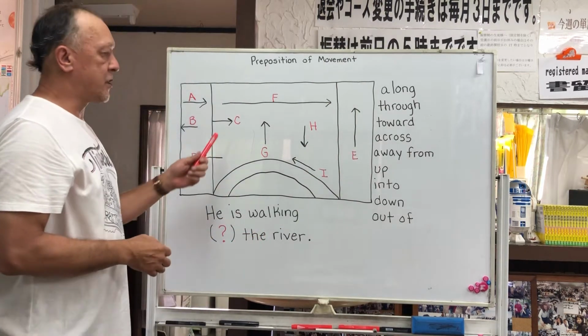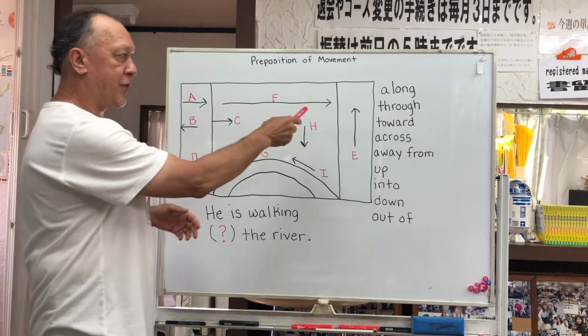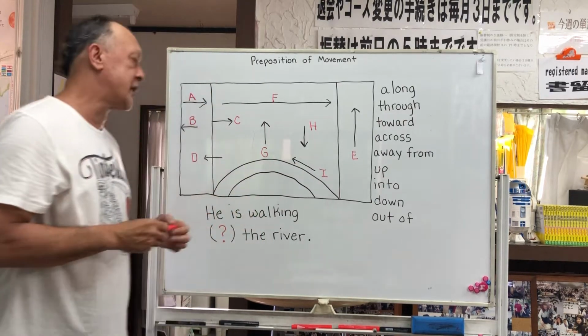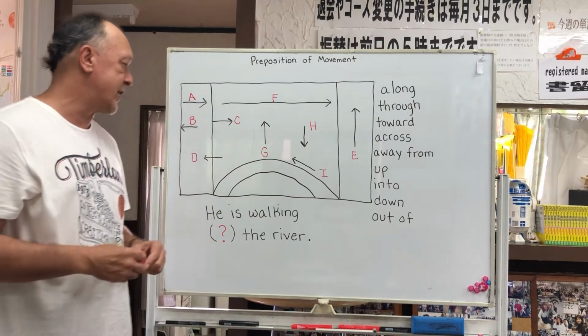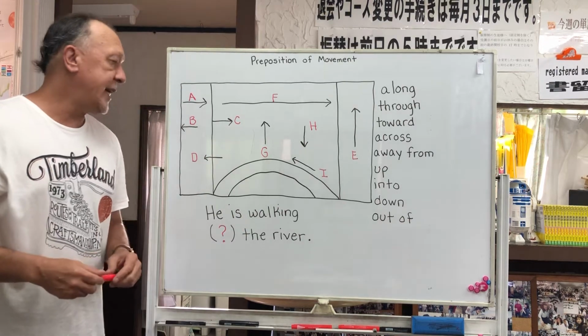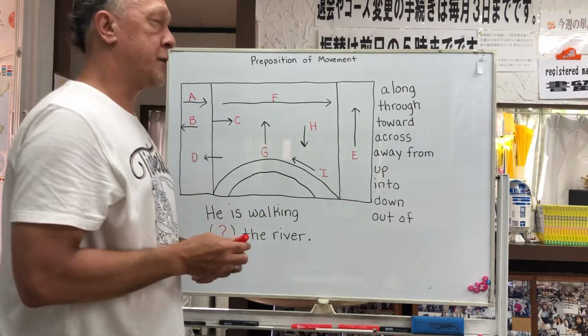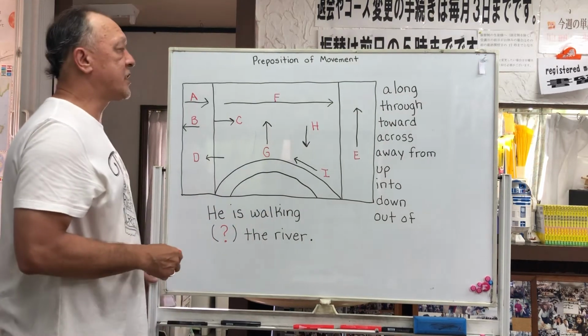We will have a total of 9 prepositions of movement by using a simple sentence. Here, he is walking the river. So, prepositions of movement.